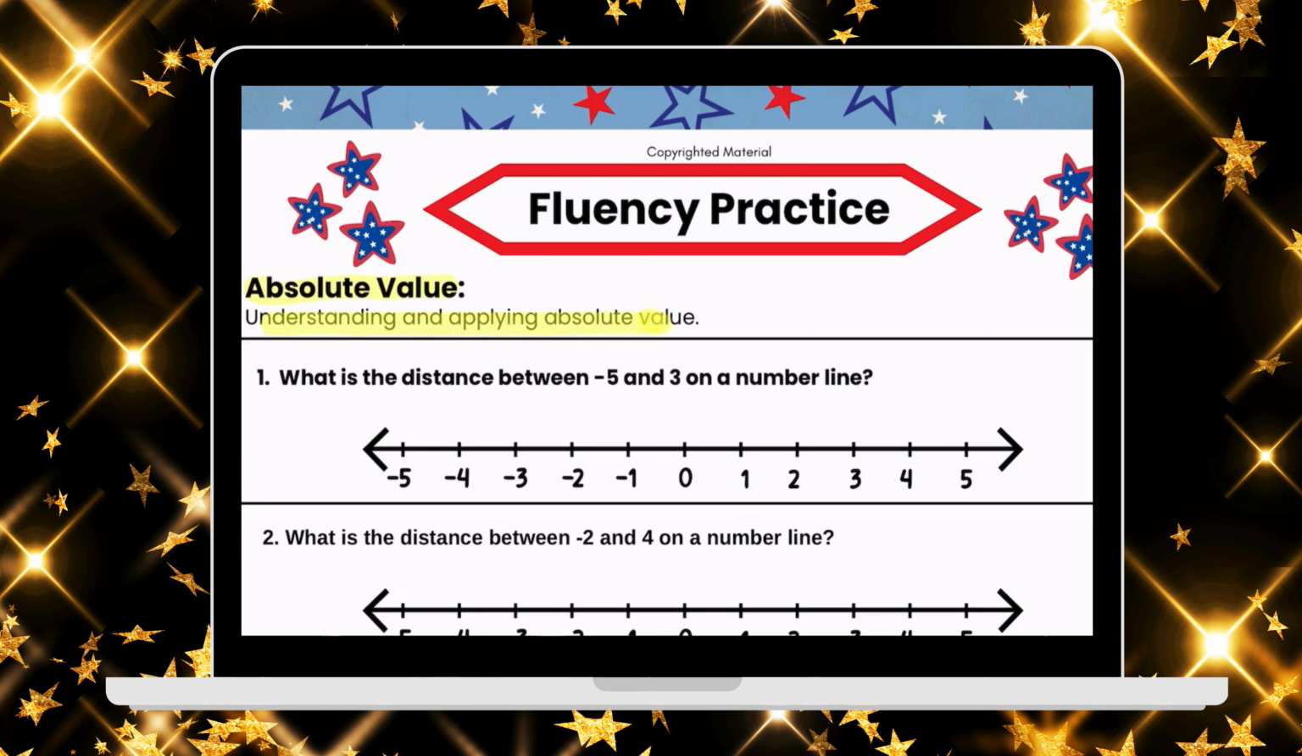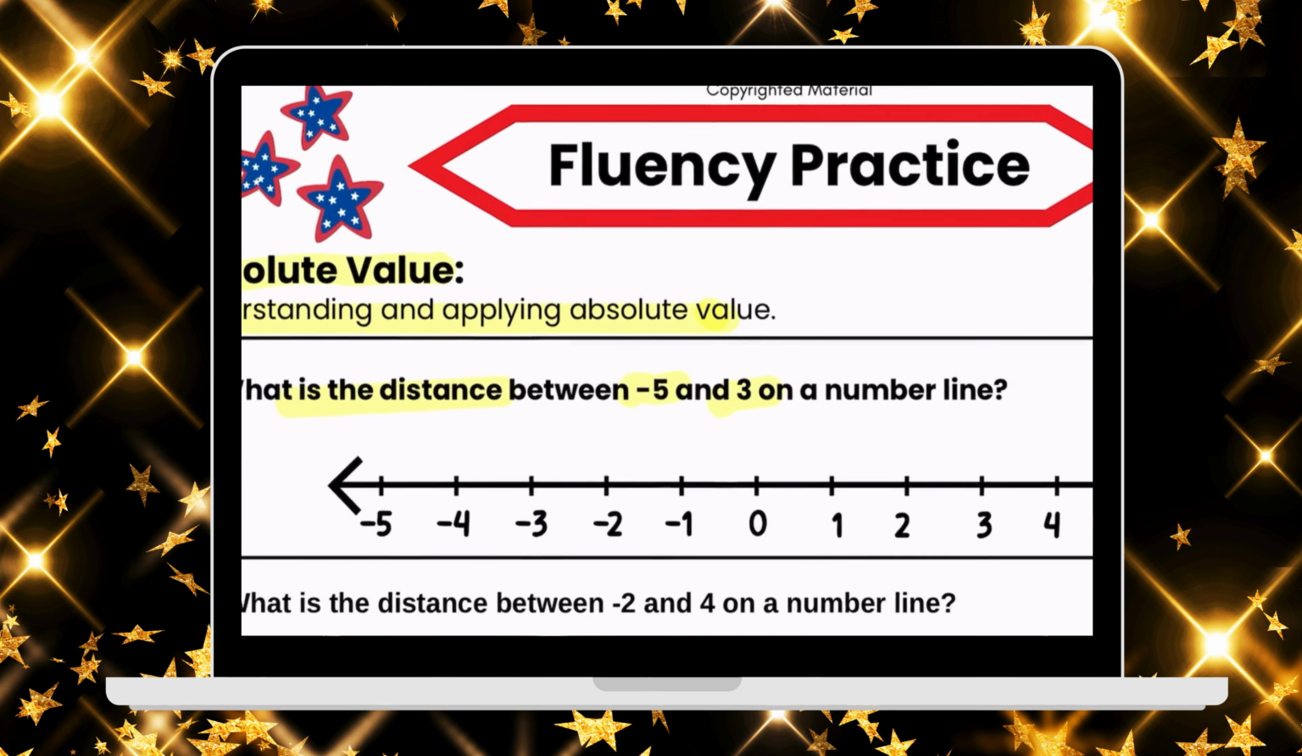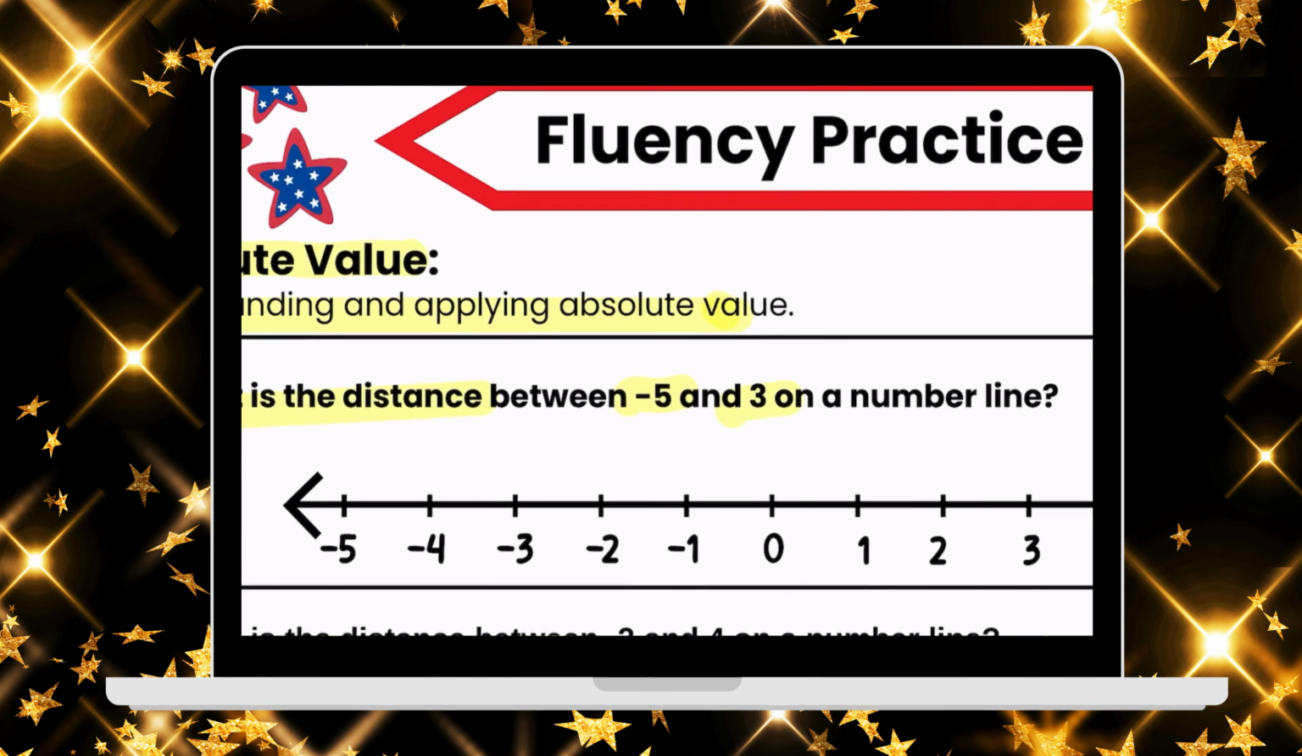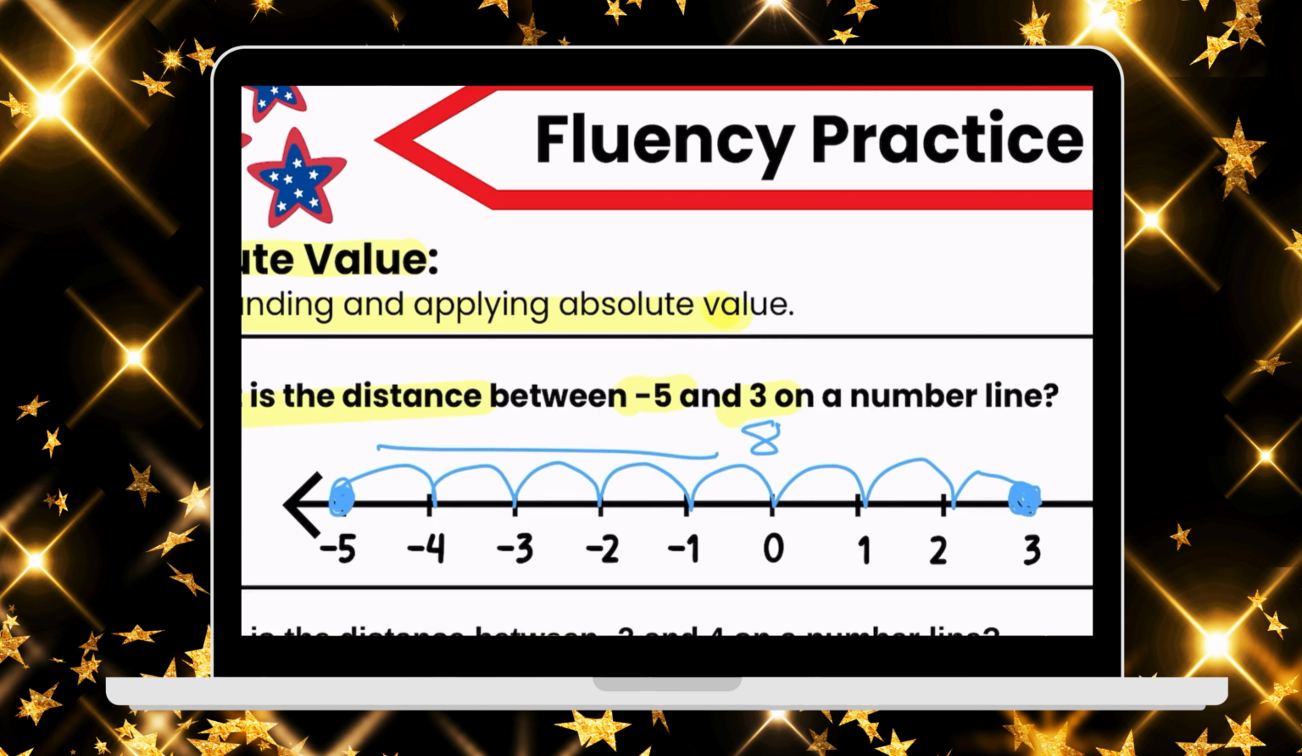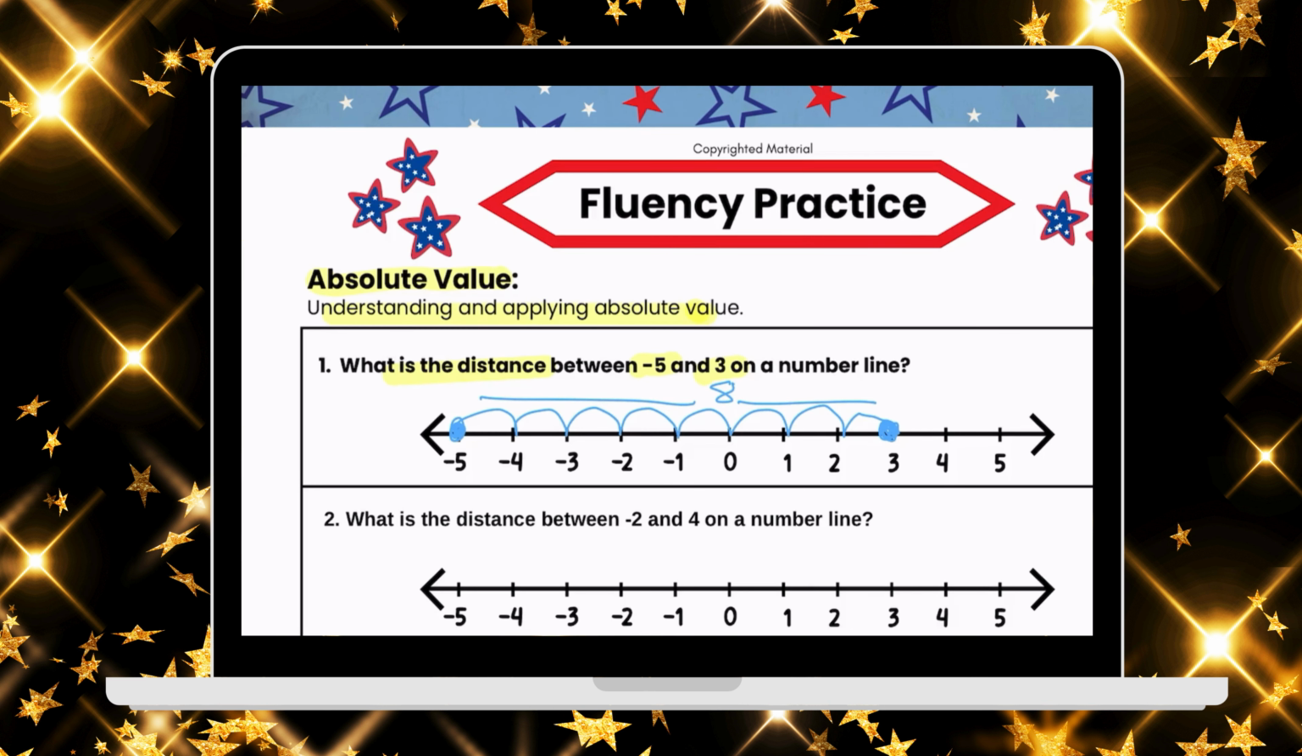Now we're going to look at absolute value, and we're going to be understanding and applying absolute value. So remember, absolute value is about distance, and we're looking at -5 and 3 on the number line. So let's start at 0, and we're going to plot our points like we just practiced. So we know that -5 is to the left of 0, and then 3 is 3 spaces to the right. Now I'm counting my distance in between 5, 6, 7, 8. So the distance between -5 and 3 is 8.